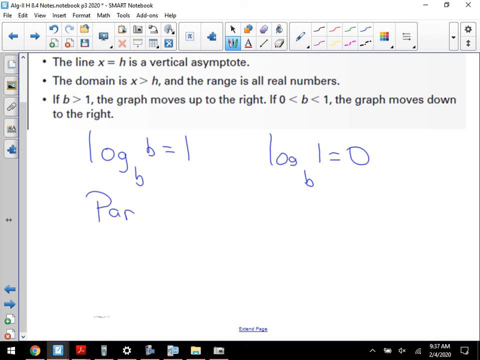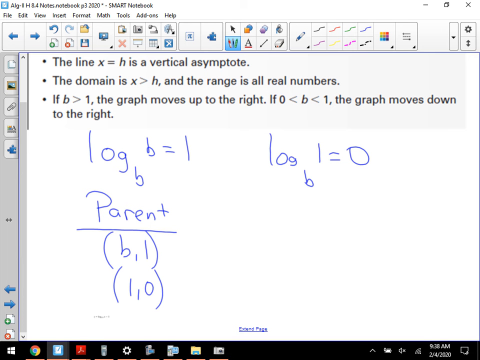So for your parent functions for logs, there are only 2 ordered pairs you can work with. Your parent functions will always be b comma 1, and 1 comma 0. Those are the only clean ordered pairs you'll ever get for log graphs. And then from there you just shift it, whether it's a positive or negative h, positive or negative k, moving it left and right.